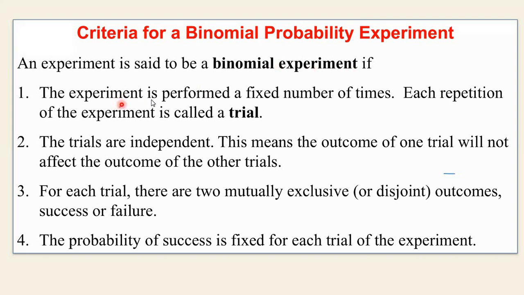Right? The experiment has a fixed number of trials, usually denoted by n. These trials are independent, and each trial has only two mutually exclusive outcomes, named success and failure, and the probability of success is the same in each and every trial of the experiment. These are the four criteria that should be satisfied for a binomial random experiment.